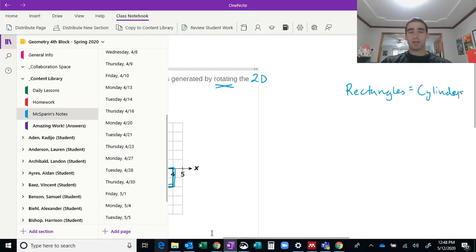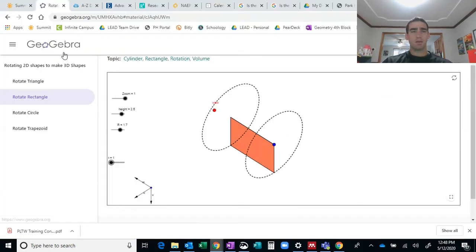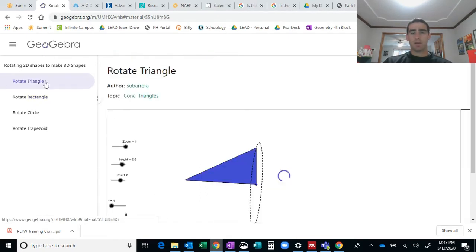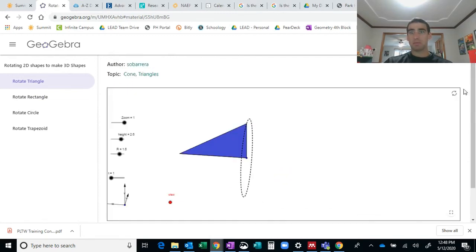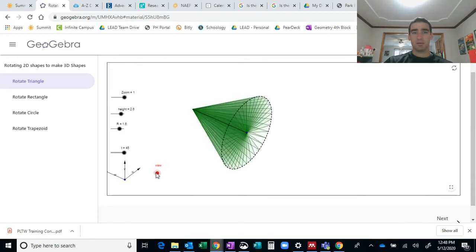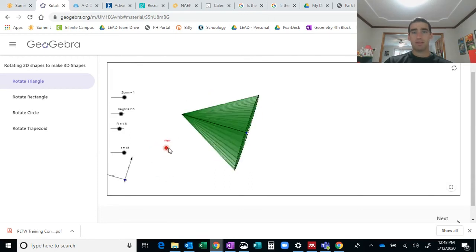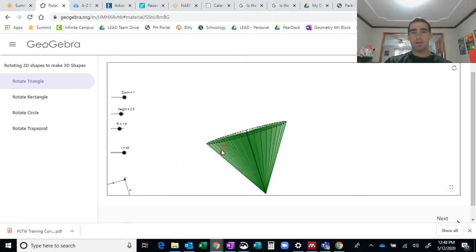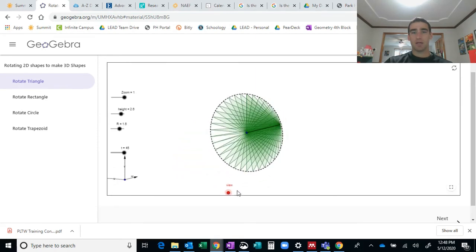All right, let's go check out that triangle. It struggles sometimes when I record and use the internet at the same time. All right, so you see I have a triangle. I'm going to rotate my triangle. See, it's traveling all the way around. When we rotate a triangle, and it's almost always right triangles that we rotate, notice what shape it makes now. That, friends, is a cone.